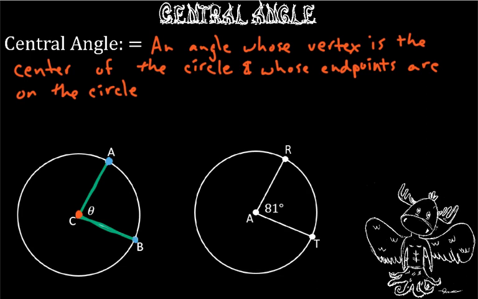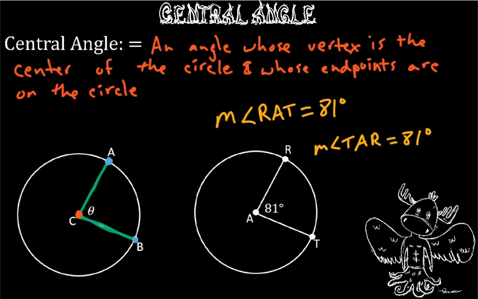We can talk about the measure of a central angle. So in our example over here, the measure of angle RAT is equal to 81 degrees. And of course, we could similarly say the measure of angle TAR is equal to 81 degrees, and those are both central angles.